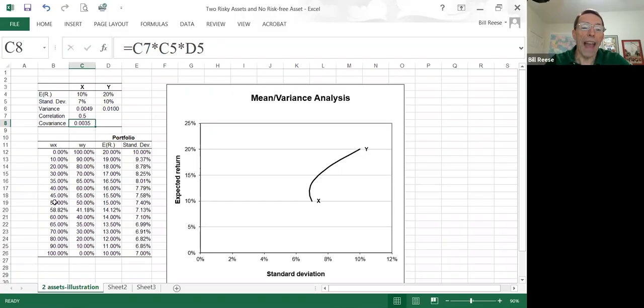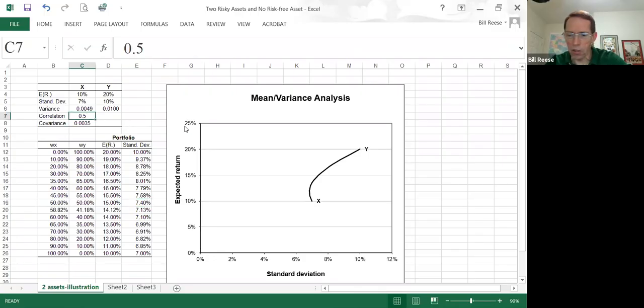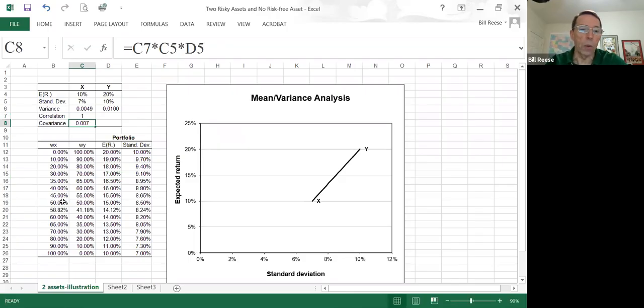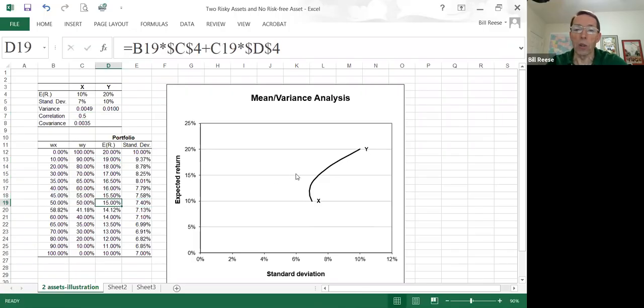So if I have half my money in X and half of my money in Y, the standard deviation is now down to 7.4%. It was at what I think was 8.5%, something like that. Let's change this back to 1 for a second. Yes, when the correlation was 1, the standard deviation, when you have half your money in X and half your money in Y, was 8.5%. Change the correlation to 0.5, and it drops down to 7.4%. But it hasn't changed the expected return. Expected return is still 15%. So here is going to be half my money in X and half of my money in Y. It's going to be right there where I'm pointing now, okay?